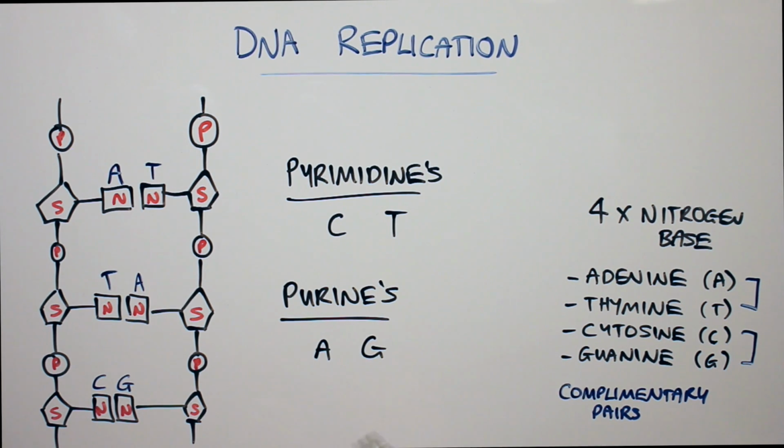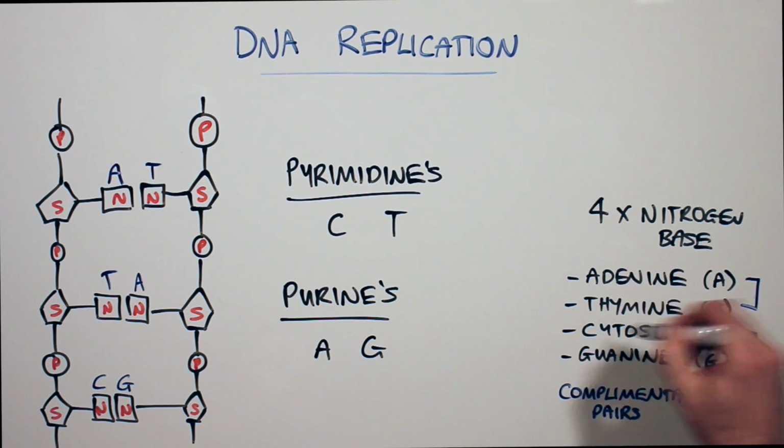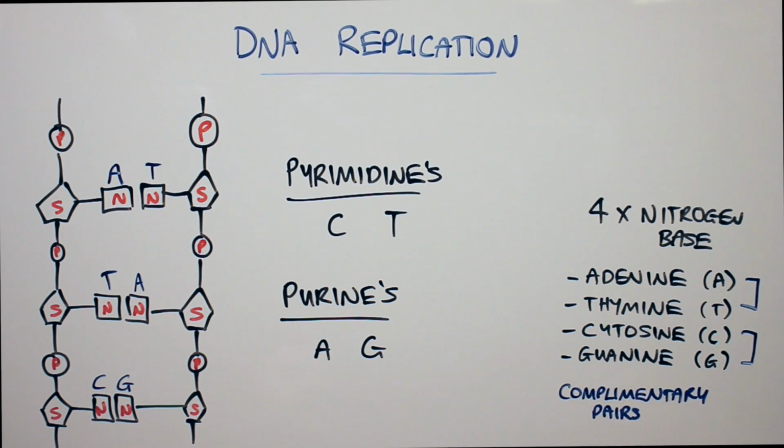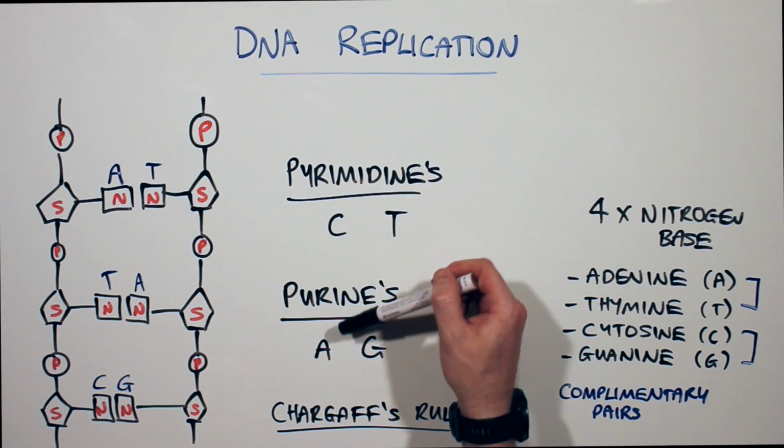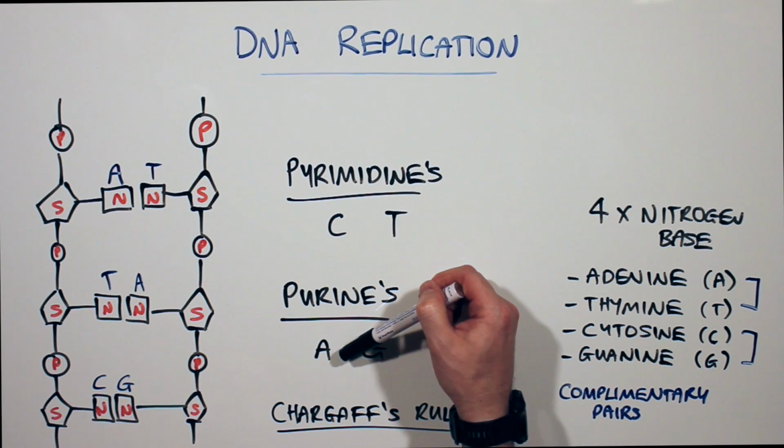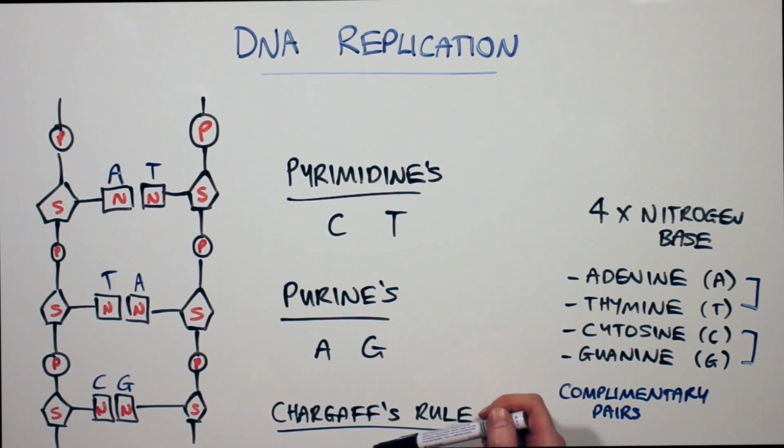Now you may wonder, why is this important? Well, previously we talked about the fact that A and T pair up together because they are complementary pairs. We understood this because of someone called Chargaff and Chargaff's rule. Now Chargaff realised that the number of pyrimidines and the number of purines in a DNA molecule are exactly the same. And this was important because it led to this idea of these complementary pairs.